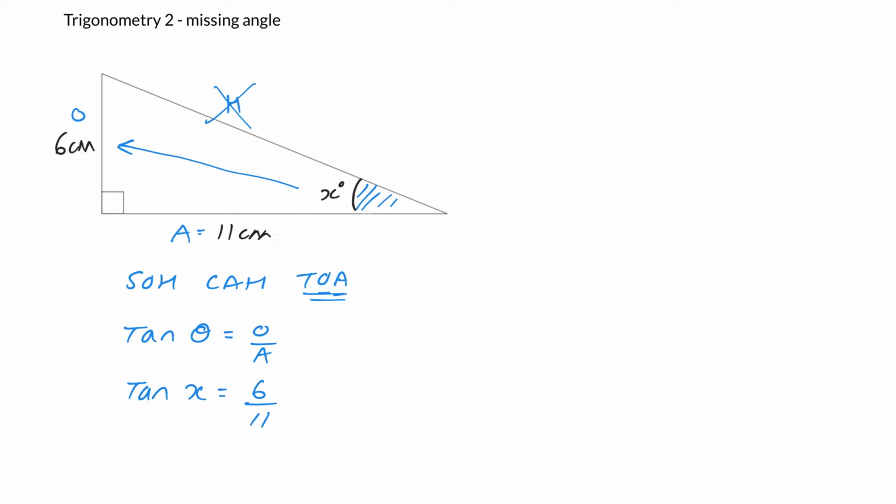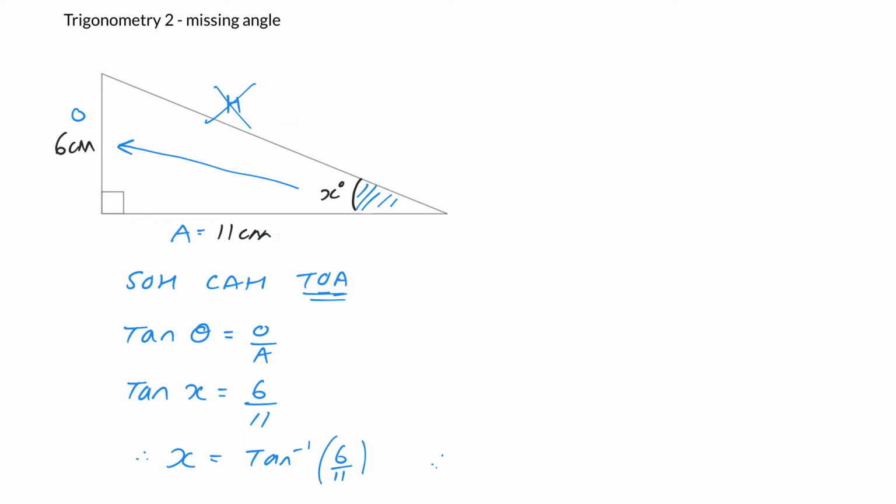Now we want to find x, so we want x on its own here. We need to get rid of this function, the tan. Now you need to remember that the function tan is not on its own, it's actually with the angle x. So I can't just divide all of this by the function on its own, it needs to be with the angle. However, we are still doing the inverse, so the inverse of tan is tan to the power of minus 1. So therefore we write this as x equals tan to the power of minus 1 multiplied by 6 over 11.